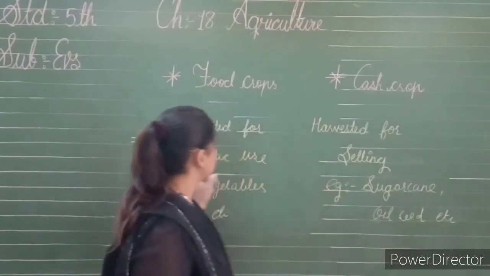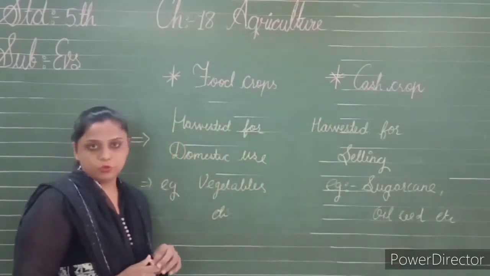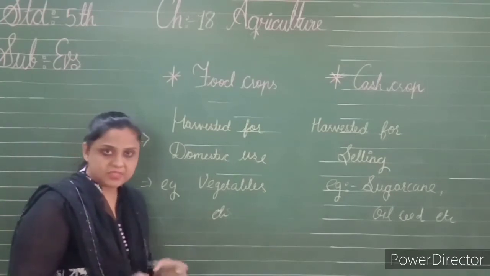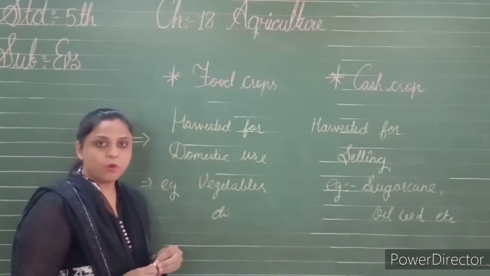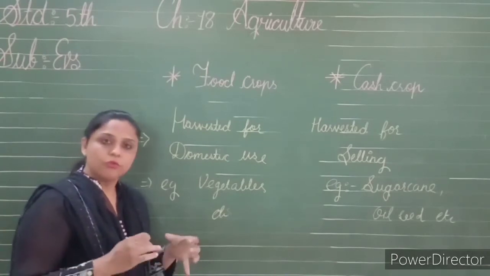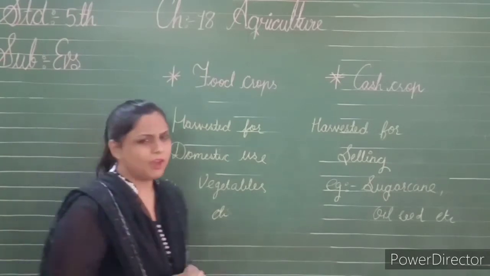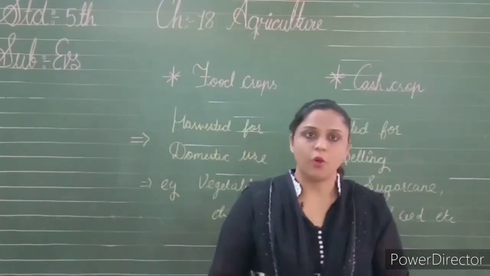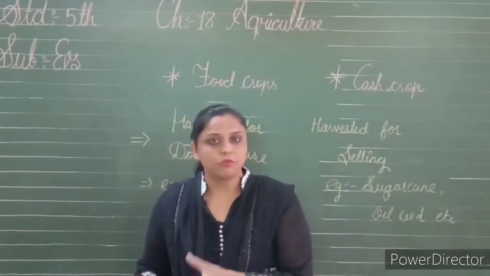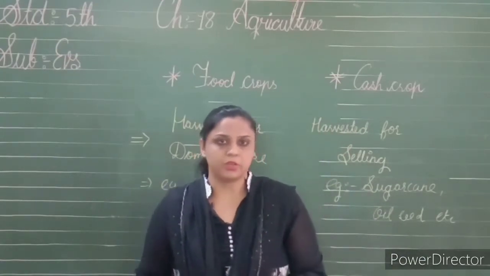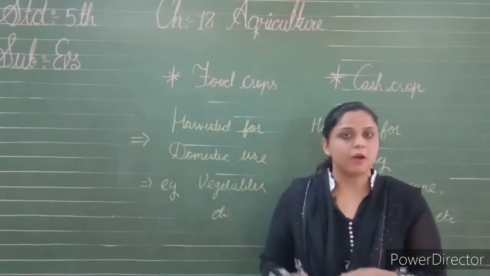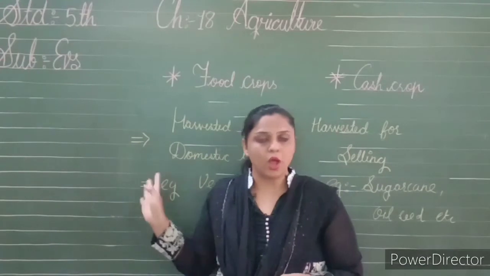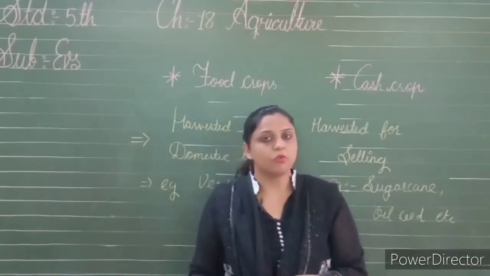First of all, let us see what is a food crop. So what is a food crop? Those crops which are harvested for their domestic use. Do you know the meaning of domestic? For the household purpose. Farmers harvest such crops for their household purpose, meaning only for the use of their house. वो सिर्फ अपने लिए ही यूज़ करता है, अपने घर के लिए ही फार्मर ये सारे क्रॉप्स को उगाता है ताकि वो अपने घर के लिए ही उन्हें यूज़ कर सके.